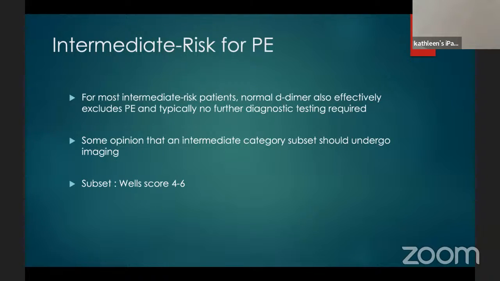As far as patients calculated to have intermediate risk, for most intermediate risk patients, it's recommended that a normal D-dimer be thought to effectively exclude PE, and typically no further diagnostic testing is required. However, there's some opinion that an intermediate category subset should undergo imaging. And this subset would be a Wells score between 4 and 6.